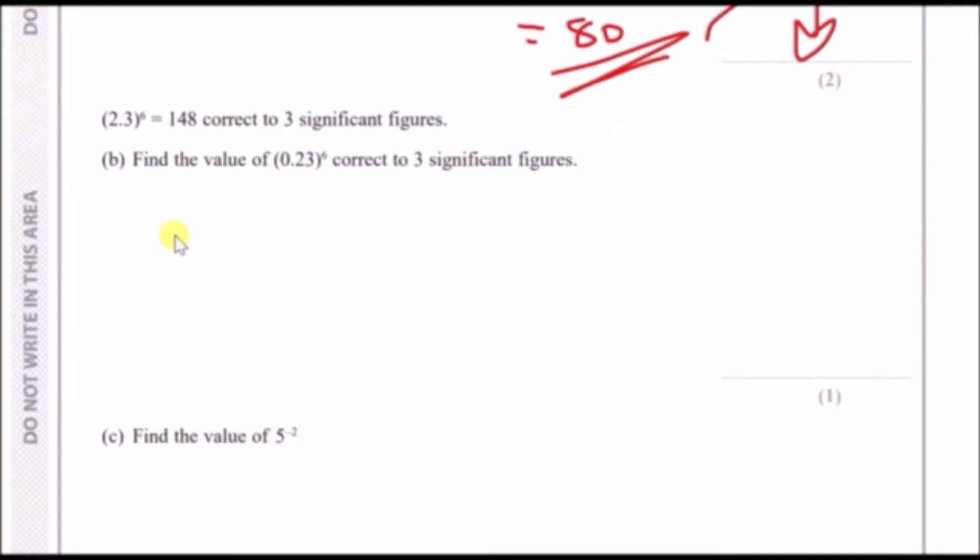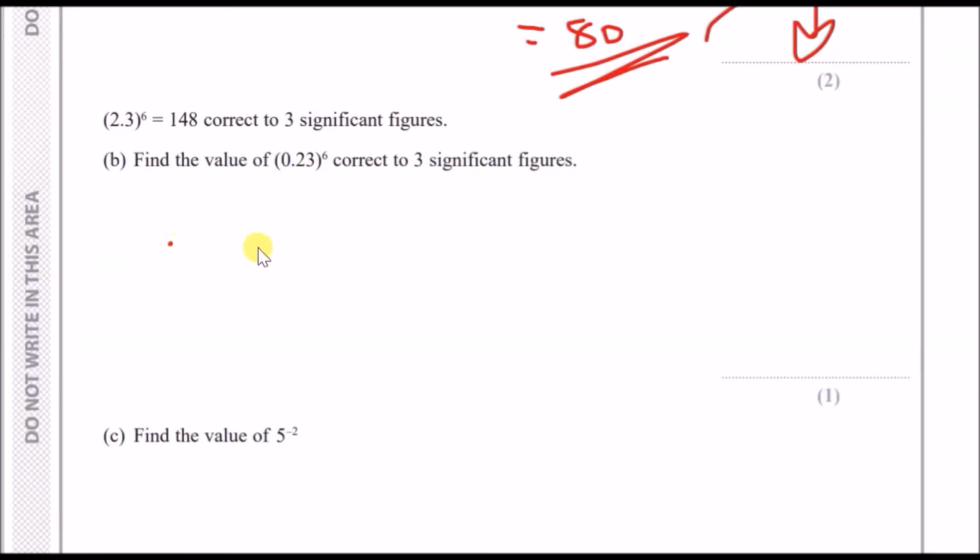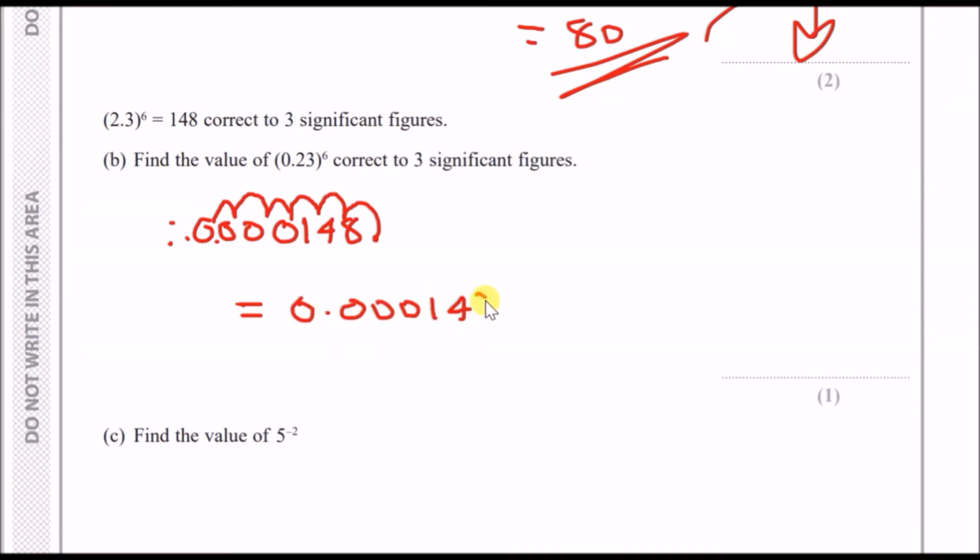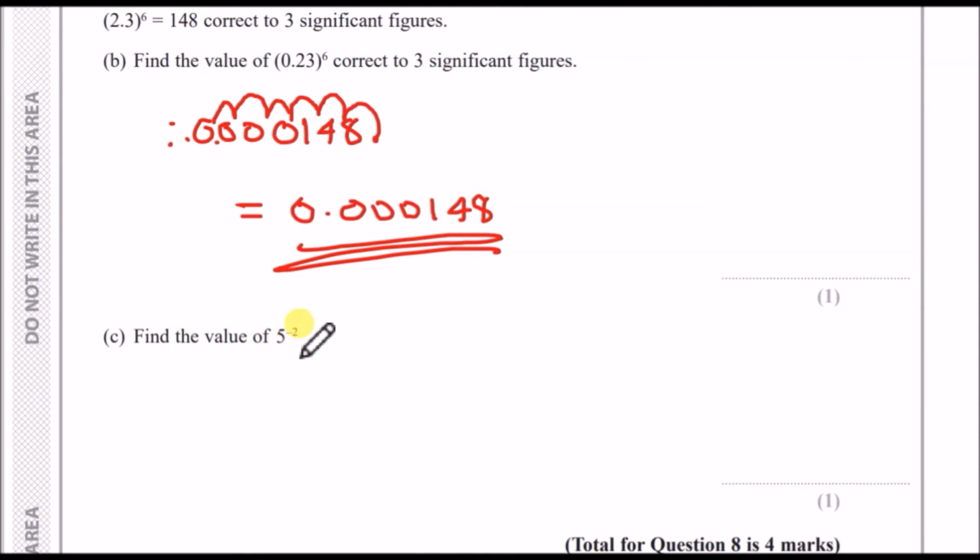Okay, B. So 2.3 to the power 6 equals 148. Now find the value of 0.23 to the power 6. Okay, this is actually quite easy if you see the trick. If you look at 2.3 and 0.23, those numbers are 10 times apart. So if you're powering by 6, the decimal place is also going to move, instead of 1 place, 6 places back. So our final answer is actually going to be 0.000148. And that's it.